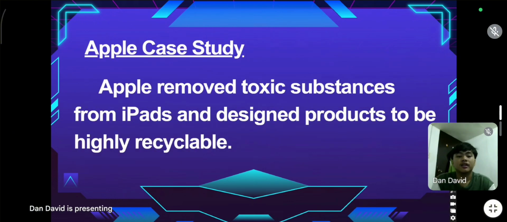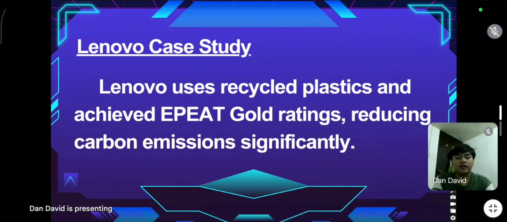Apple case study. Apple removed toxic substances from iPads and designed products to be highly recyclable. This provides a practical example of a company successfully implementing green computing and sustainability initiatives. Lenovo case study. Lenovo uses recycled plastics and achieved EPEAT Gold ratings, reducing carbon emissions significantly. This demonstrates another corporate example showing the measurable environmental benefits of adopting sustainable IT practices.